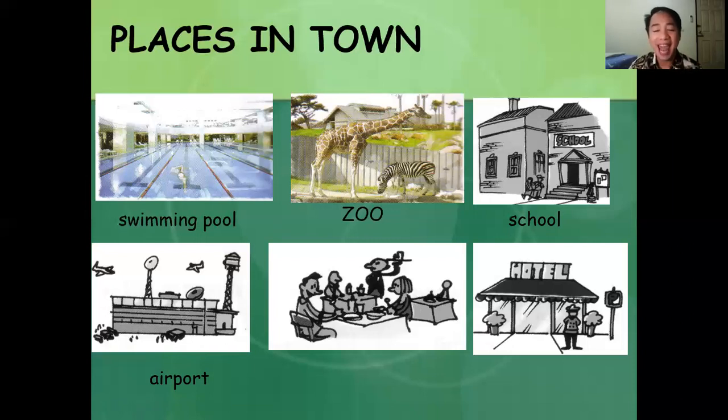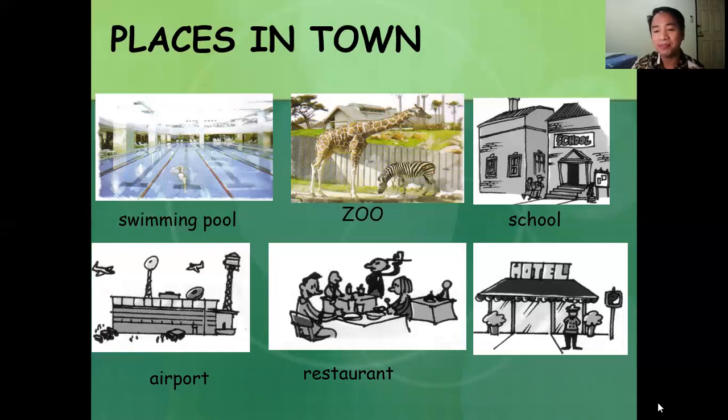Okay, next one. How about this photo? What is this? You can dine in, you can eat different food and dishes. What is this? Yes, correct. It's a restaurant. Restaurant. Okay, so you can dine in together with your friends and family and you can order different food here.